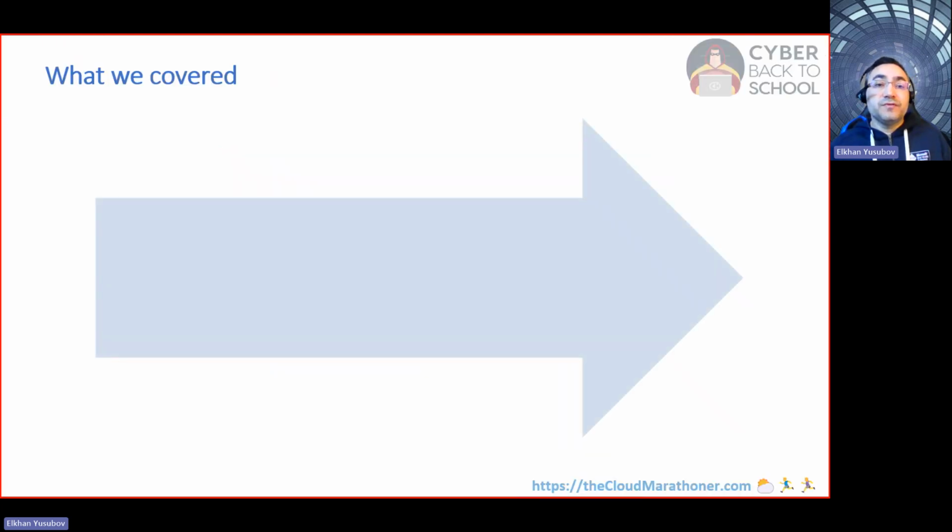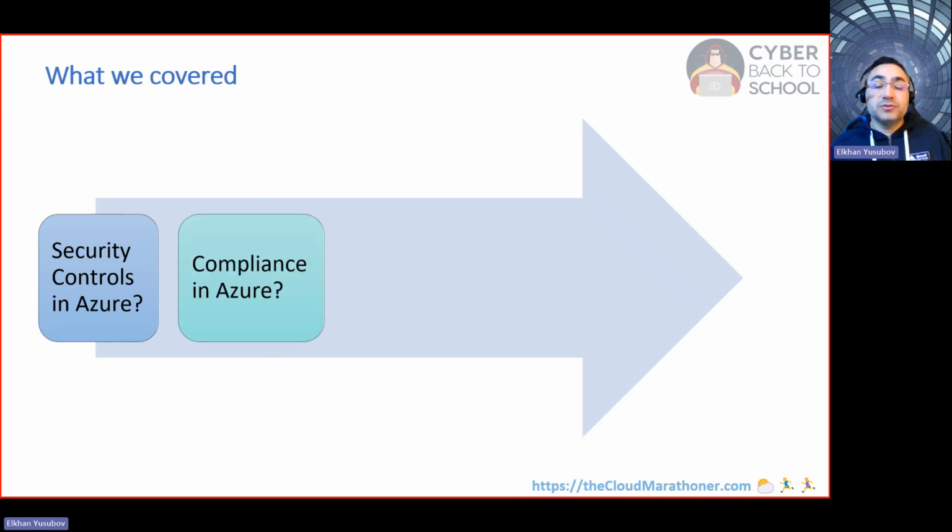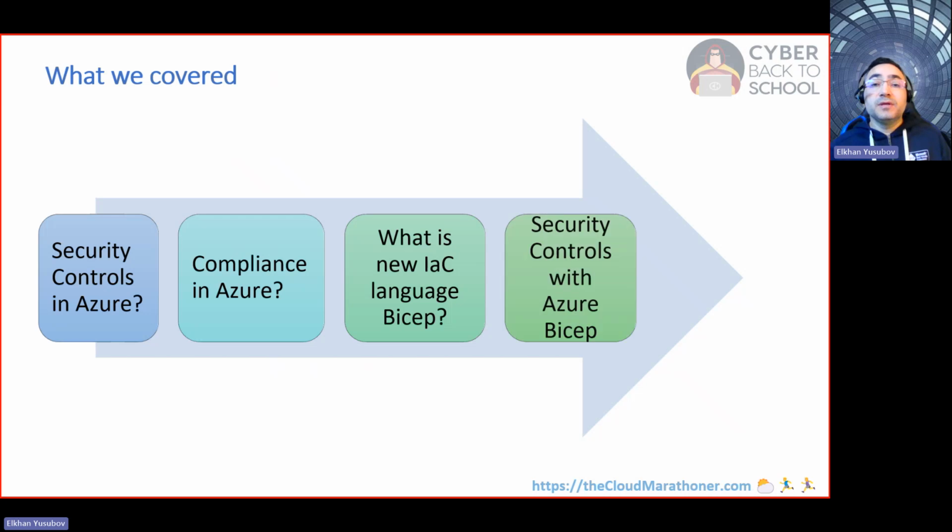So what we have covered in this session: first, we started with security controls in Azure. Then we looked into compliance and governance controls in Azure. Then we moved into defining how you can make security as code in Azure. One of the tools we considered was the Azure Bicep language. Then we looked into security controls with Azure Bicep. And then we had a couple of demos with resources that you can use to continue your learning journey, applying the security controls as code into your Azure environment.